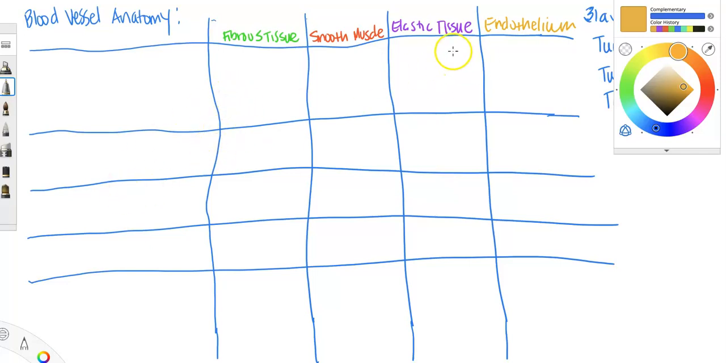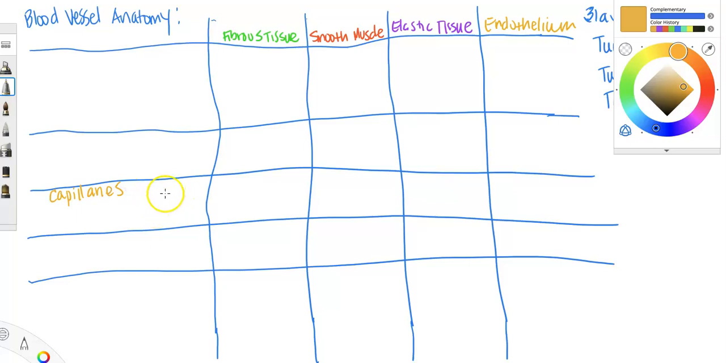So if we look, first we look at a capillary. A capillary is the smallest vessel. It is where exchange, gas exchange, and things like that occur. And in order for that to happen, the walls of a capillary need to be really thin in order for things to move across or in and out of the vessel into the tissue. So a capillary only has endothelium. So I'll put that here.